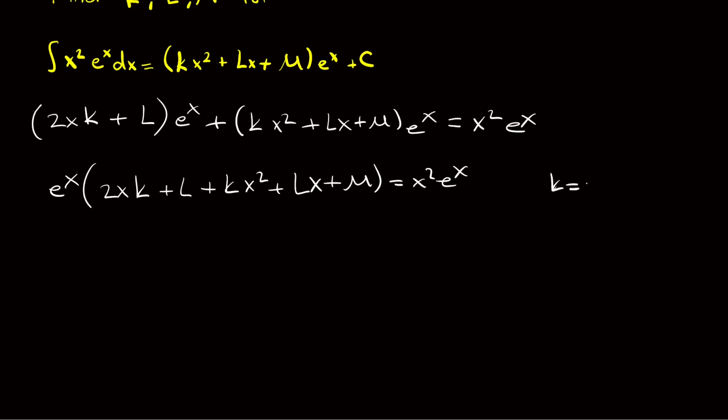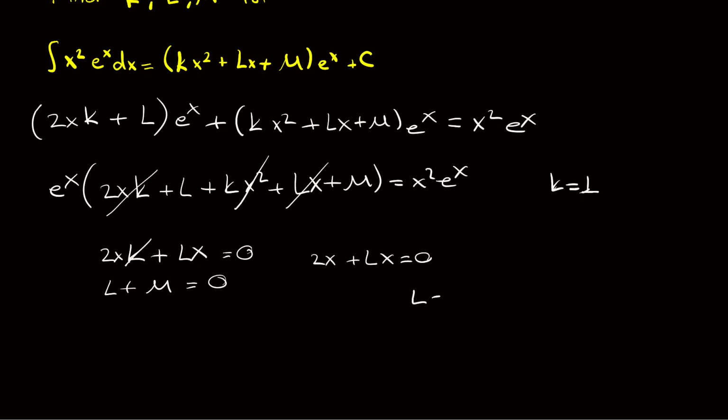Okay, I know that k is equal to 1. I thought wrong there. M cannot be 0. Okay, k is 1 because there are no other terms that include x squared. Now 2kx plus Lx will be equal to 0, and L plus M will also be equal to 0. I know k is equal to 1, so 2x plus Lx is equal to 0. L is equal to negative 2, and M is equal to 2.